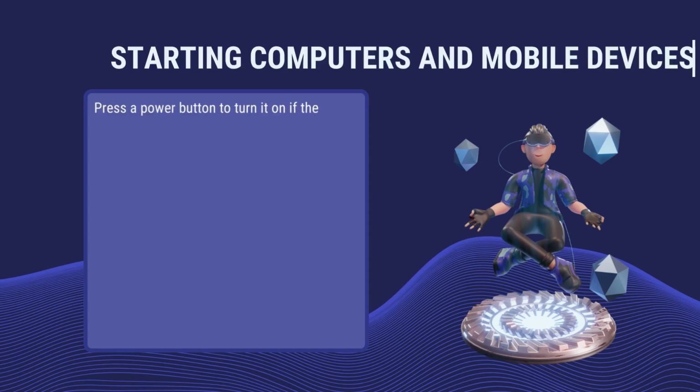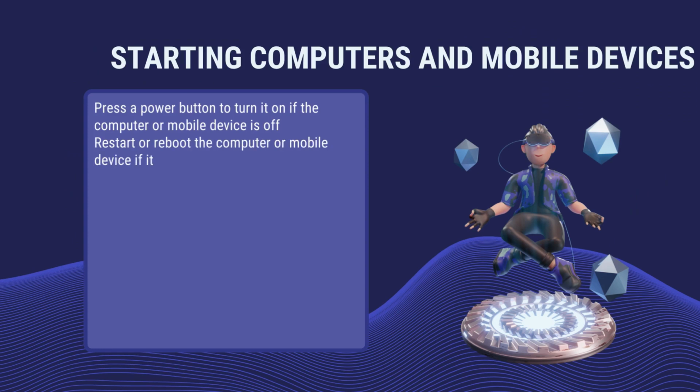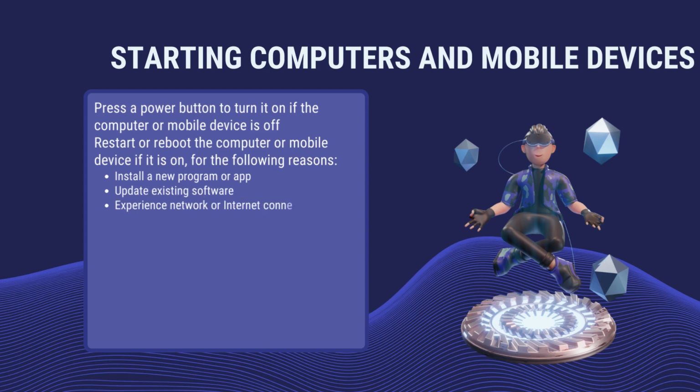Starting computers and mobile devices. Press the power button to turn it on if the computer or mobile device is off. Restart or reboot the computer or mobile device if it is on, for the following reasons: install a new program or app, update existing software, experience network or internet connectivity problems, performance of the computer or device is sluggish, or the computer or device may stop responding altogether.